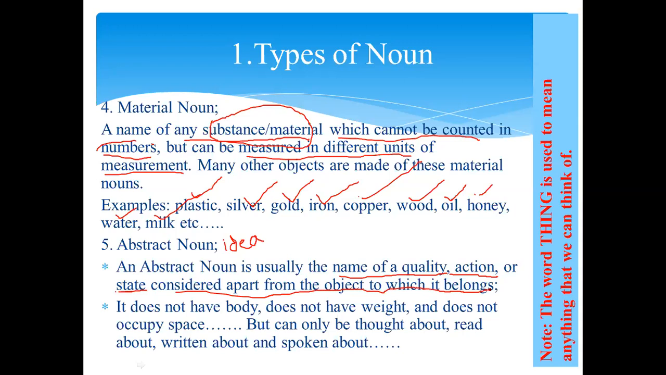So that is abstract noun. It does not have a body. I mean, it does not have any particular body, does not have any weight, and does not occupy space, but can only be thought about. We can just think about it, read about it, write about it, or speak about it.